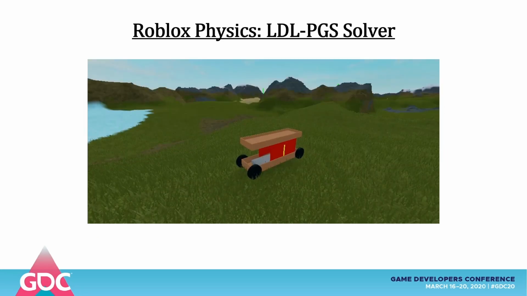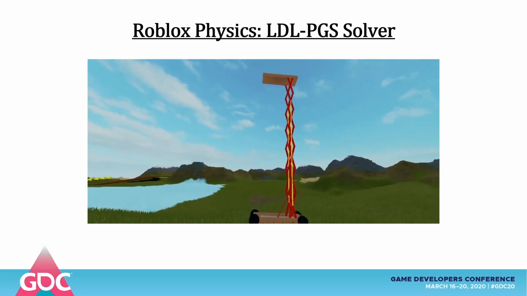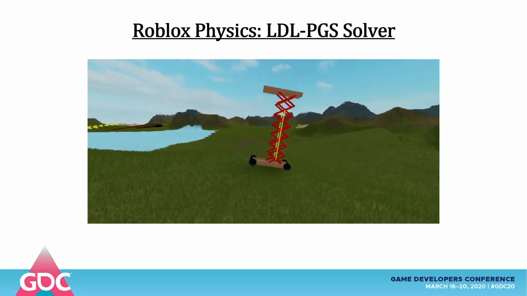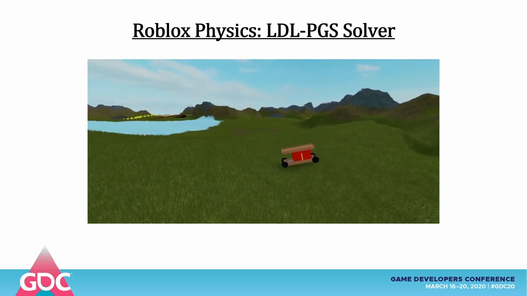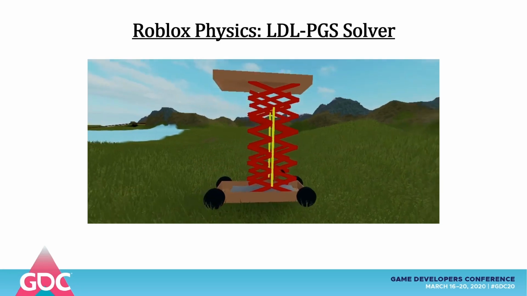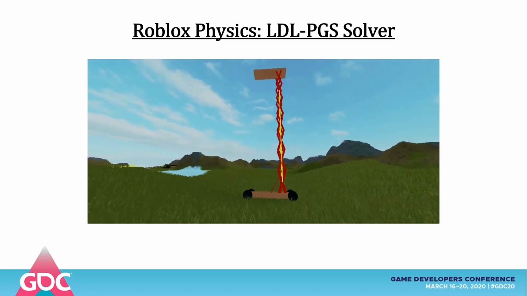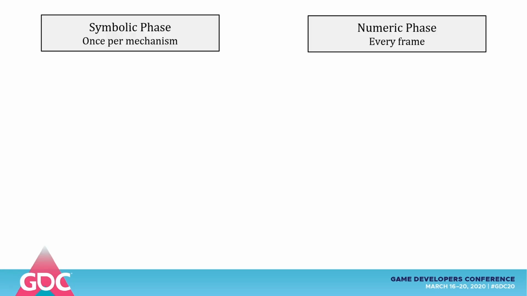Our main contribution is the LDL-PGS solver. It uses a direct method to invert the submatrix corresponding to the equality constraints, helping the PGS. This leads to much better behavior in the example of the scissor lift. Also, it behaves much better when bodies with very different masses are interacting, the high mass ratio problem.